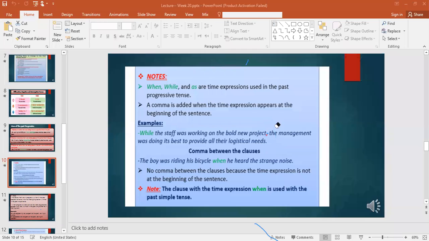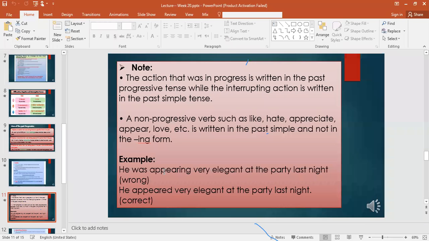I think we still have two more slides before we move to the exercise. And here also there are very important notes. We already explained these notes in the previous slide, and we said that the action which is in progress, or taking place, is expressed in the progressive, and the action that interrupts it is written in the past simple. There is something very important I need to add, which is about the non-progressive verbs.